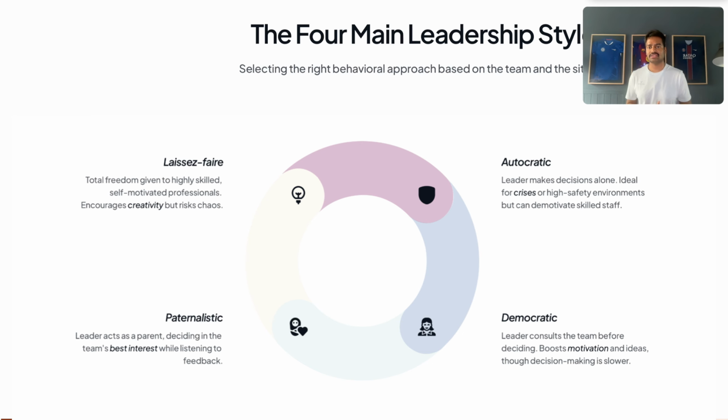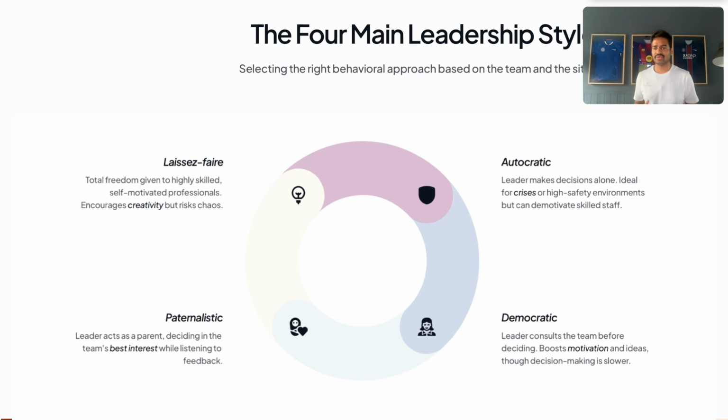And now let's look at laissez faire. Third is laissez faire. It means leave it alone. The leader gives total freedom to the team. Great for creative teams like a design agency or a research lab. But if your team is unmotivated or unskilled, it's just chaos.